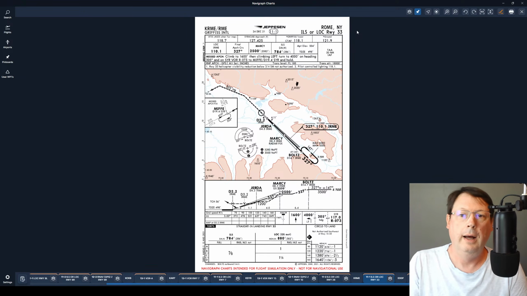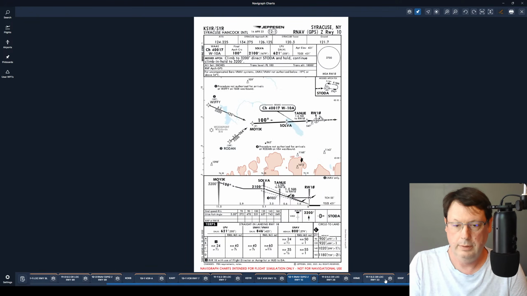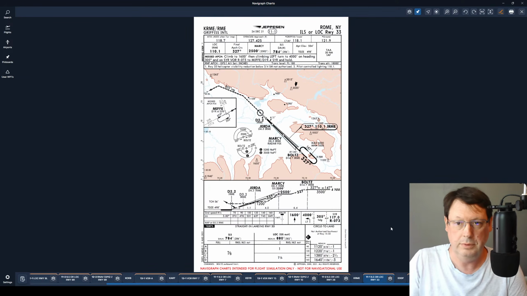If you see an approach that says, for example, take a quick look at this one, Syracuse, an airport near me, you see RNAV GPS Zulu runway 10. The title is RNAV GPS, and so you know you need a GPS unit to fly that approach. So you actually get some information just from the title.